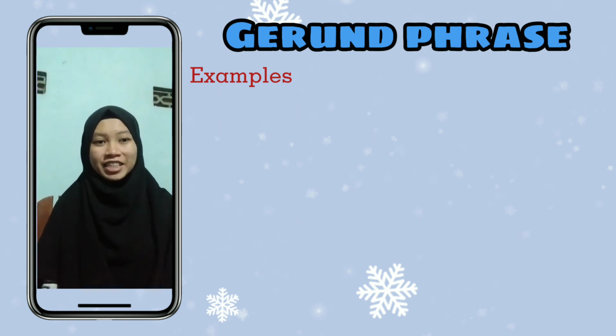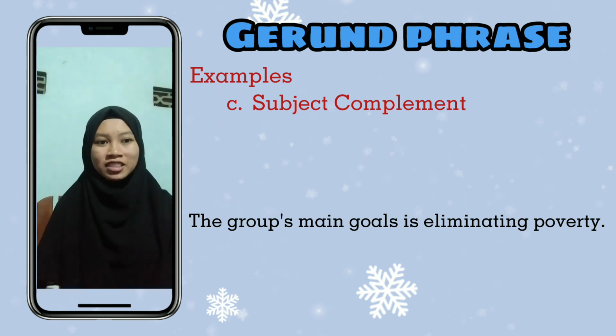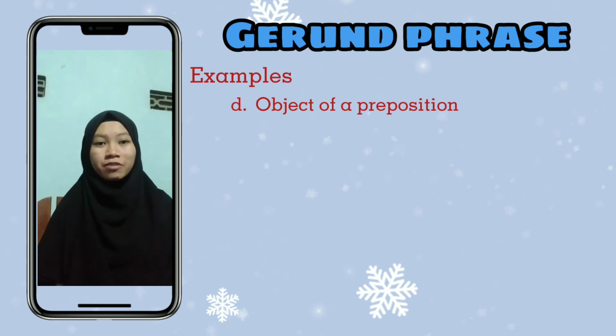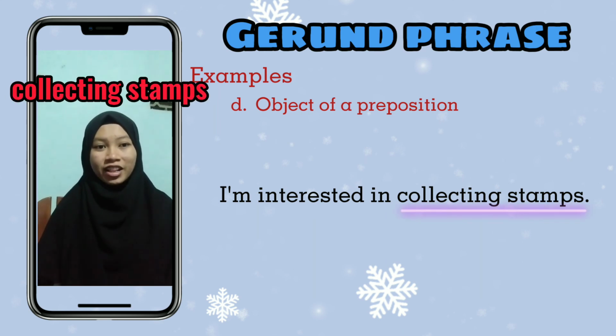Gerund phrase as subject complement. For example, the group's main goal is eliminating poverty. In this sentence, the gerund phrase is eliminating poverty. Gerund phrase as object of a preposition. For example, I'm interested in collecting stamps. In this sentence, the gerund phrase is in collecting.